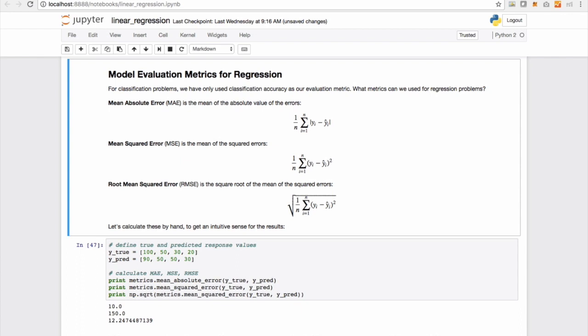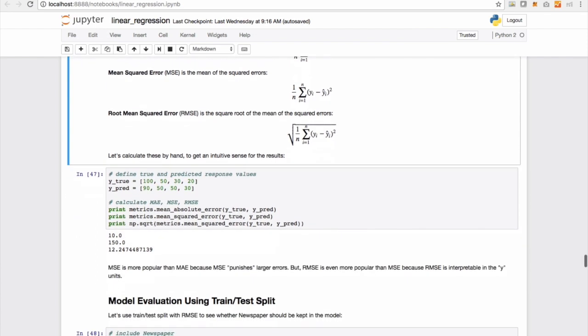The first one is mean absolute error, which is the mean of all the absolute values of the errors. Mean squared error is the mean of the squared errors, whereas root mean squared error is the square root of the mean of the squared errors. And errors, again, is basically my prediction subtracted by my true value.